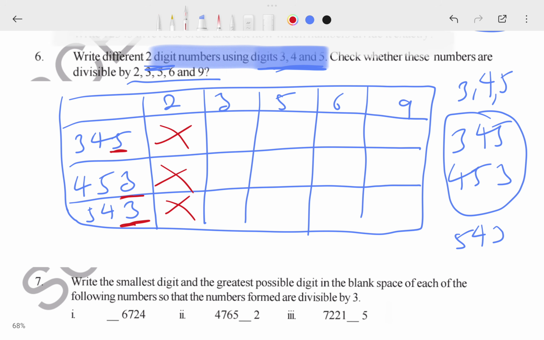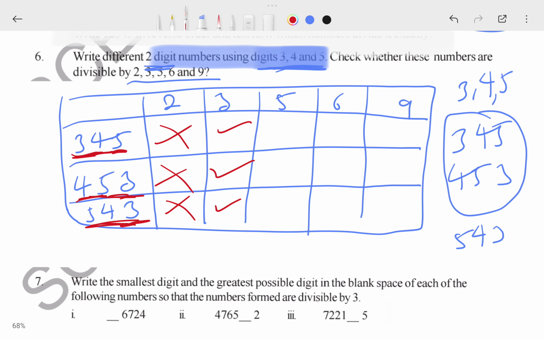Okay. So for checking whether it is divisible by 3 or not, add this one. 3 plus 4, that's 7. 7 plus 5, that's 12. So in the 3 table, 12 is there. Yes, it is divisible by 3. This is 4 plus 5, 9. 9 plus 3, 12. So in the 3 table, 12 is there. Okay, it is divisible by 3. This is 5 plus 4, 9, 9 plus 3, 12. So in the 3 table, 12 is there. Yes, it is divisible by 3.